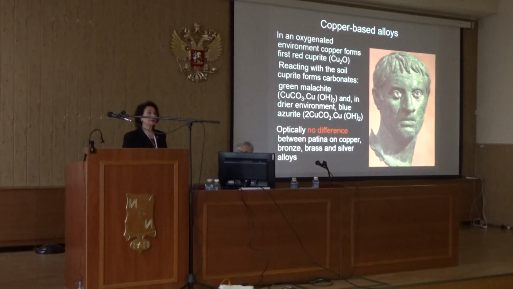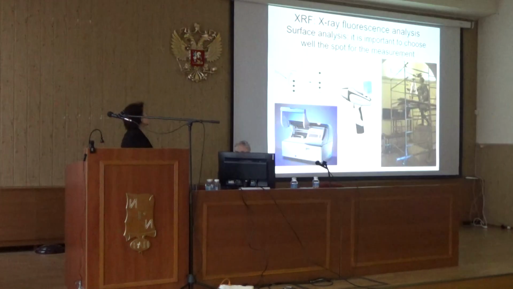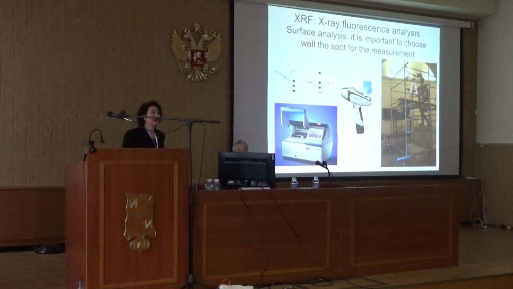Several times it happened to me in a museum. I was given patinated green objects. They thought they were made of copper or bronze or something, but they were made of silver. So we have to be very careful. We need to analyze them. The first kind of analysis to be used is, of course, non-destructive.